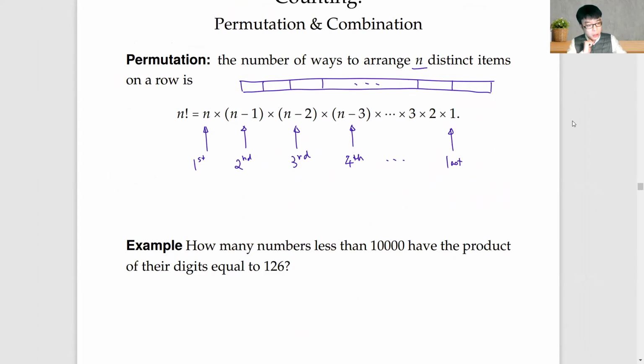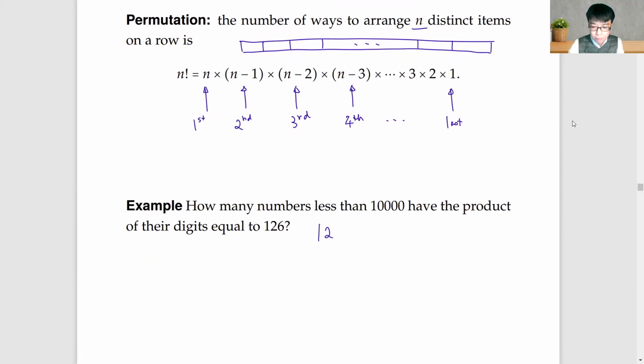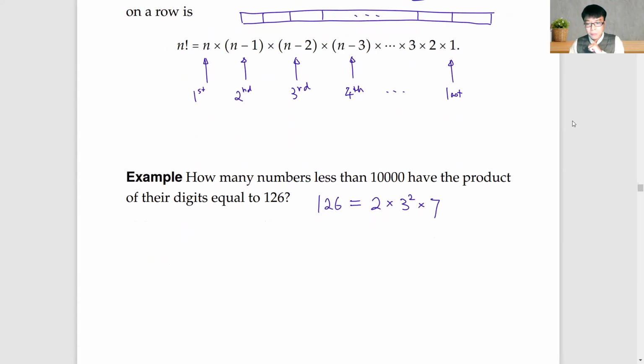In order to solve this question, let's see what the possible digits are. These digits must be factors or divisors of 126. So let's do prime factorization to get the possible divisors. 126 equals 2 times 3 squared times 7. You can double check. So that's 126.